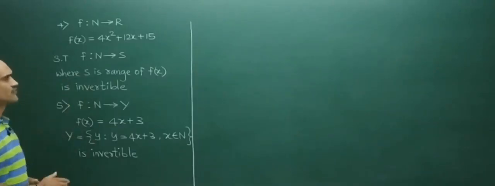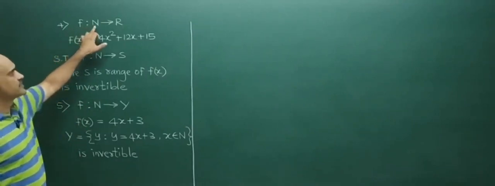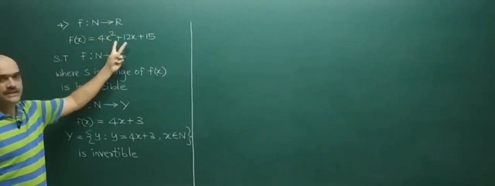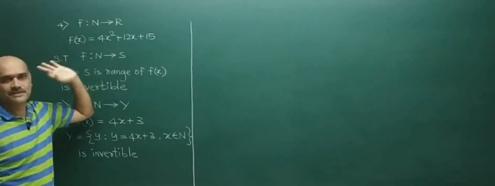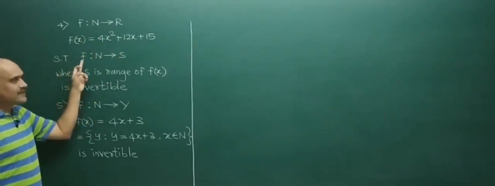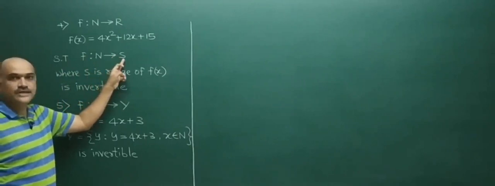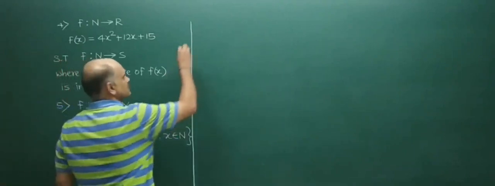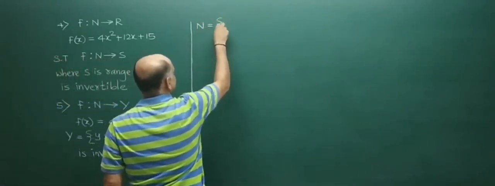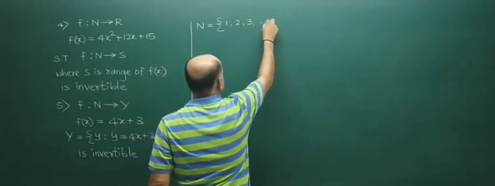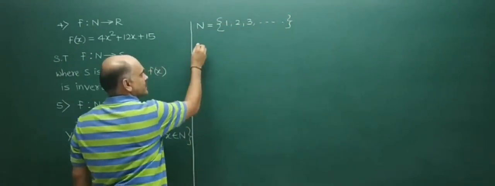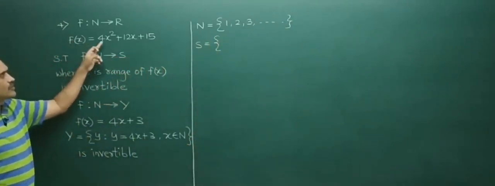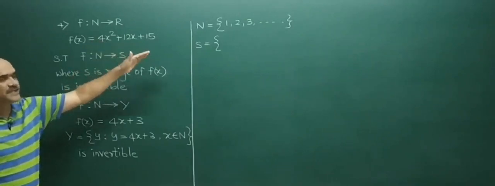Now we'll see the fourth one. F is a function from N to R, meaning natural to real, defined by the expression 4x square plus 12x plus 15. Show that the function from natural numbers to S is the range of f of x. If I take N, first I will write N is equal to 1, 2, 3, and so on. So S is the range. Range means if you substitute x equal to 1, what you get will be the first term in S.